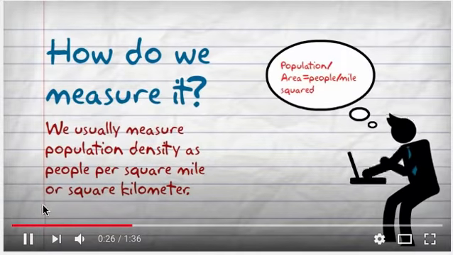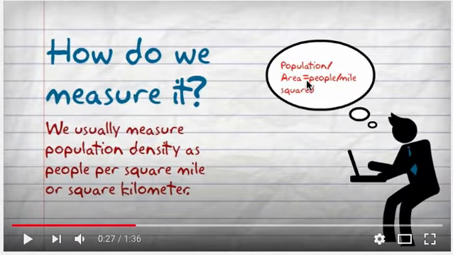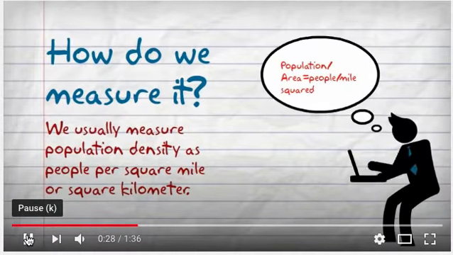So you measure population density. If you see this formula up here, it's population, so the number of people, divided by the area, which is basically what we just said. So you might want to write that down or just remember it.